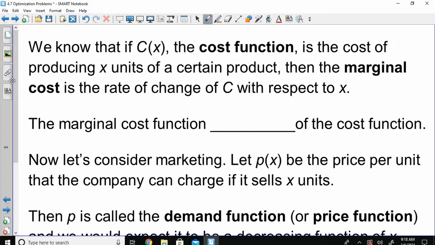So we have talked about cost versus marginal cost before. Several times it's come up. We know that if you have your cost function, marginal cost is how the cost is changing, so it is the derivative of the cost function.